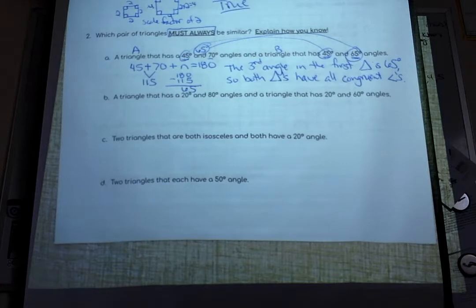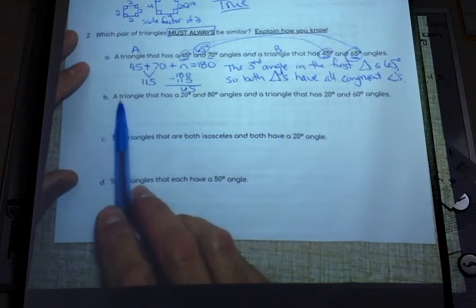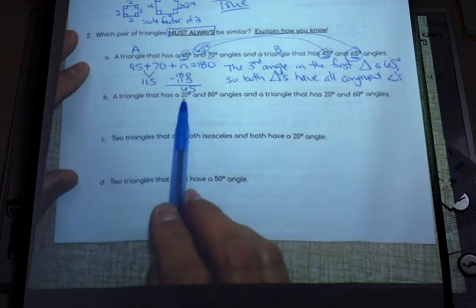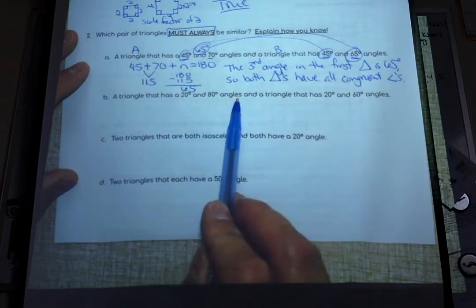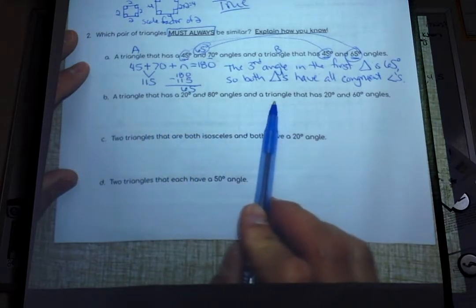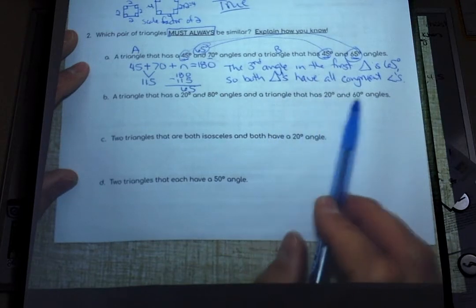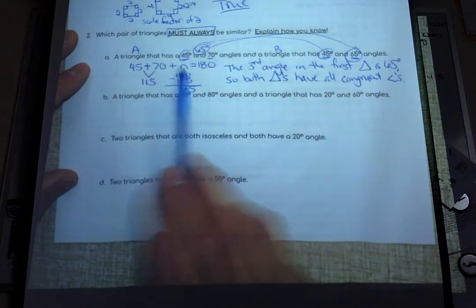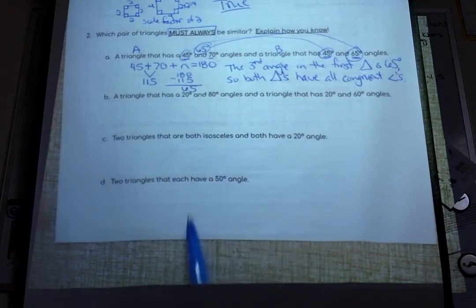Letter B. It says triangle A has a 20 degree and an 80 degree angle, and the second triangle has a 20 and a 60. So we're going to do the same thing we did for part A to see if these work out.